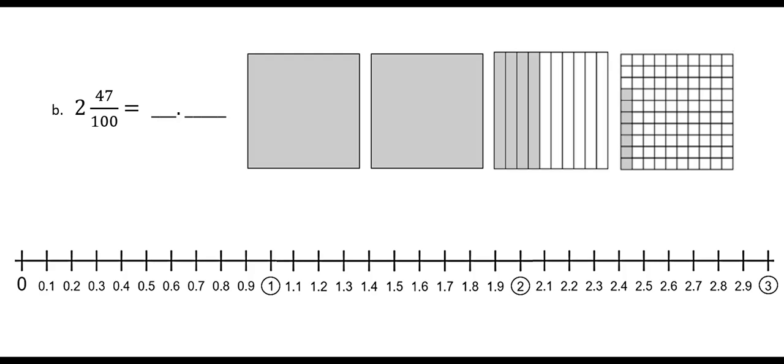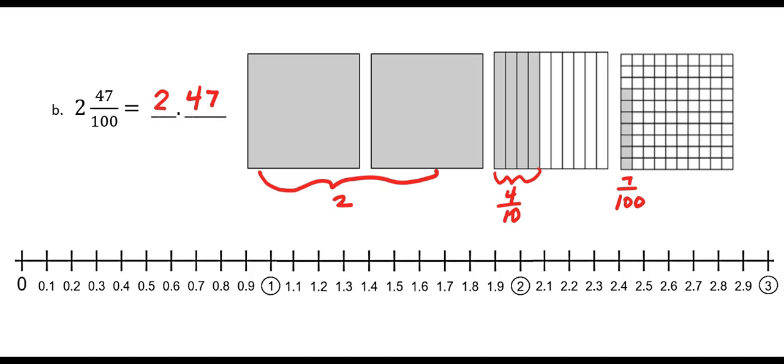Let's look at another example. This time my mixed number is 2 and 47 hundredths. You can see that we have our two wholes here, our 4/10 here, and our 7 hundredths here. Let's write that as a decimal. I have two wholes, 4/10, and 7 hundredths. I could also read that as 2 and 47 hundredths.